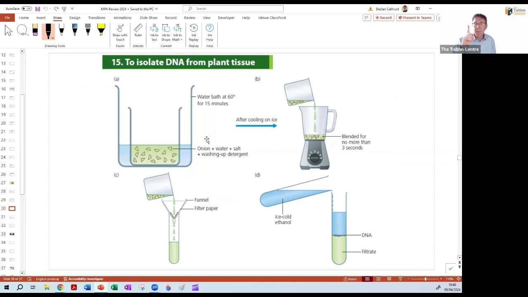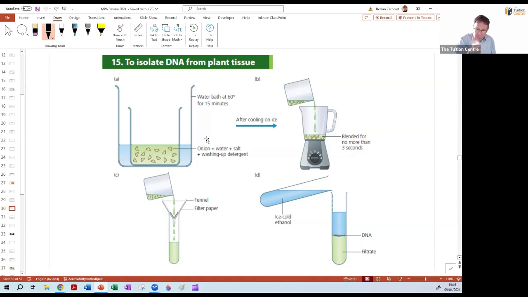Okay. Step one. Whatever plant you used, we used strawberry. You might have had to use onion. If you were really unlucky, you had to use liver. No, it's plant tissue, you didn't have to use liver. If you were unlucky, you had to use onion. It's because of the smell, right? It smells of onion afterwards.